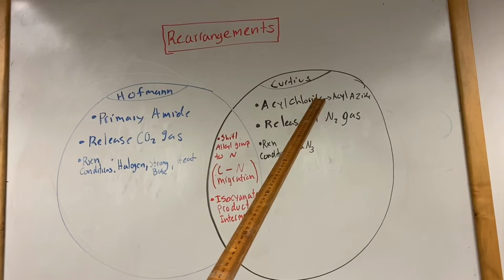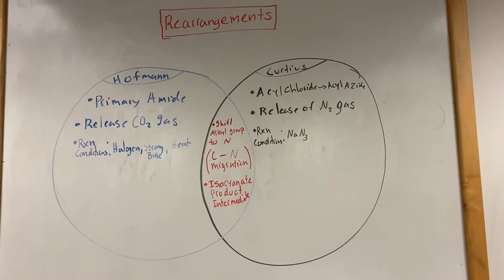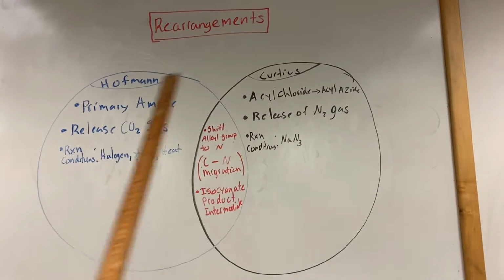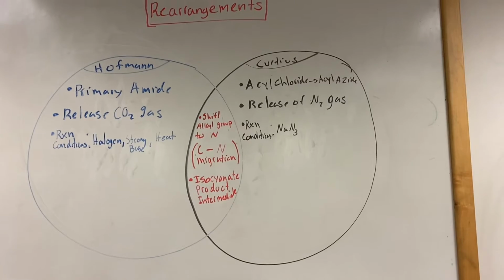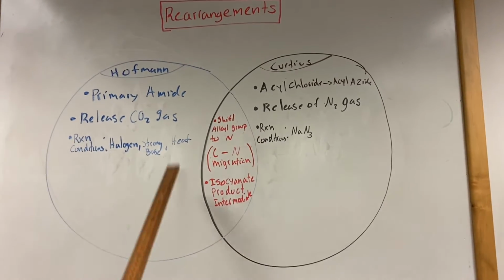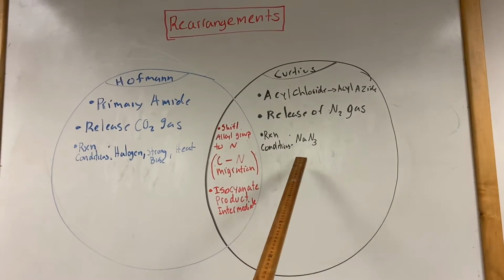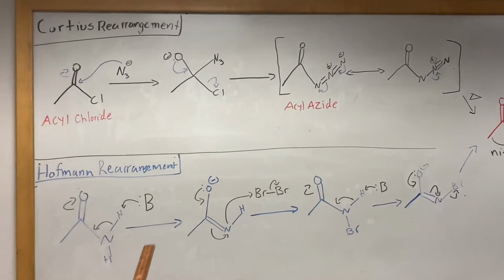you can turn into an acyl azide, which we will then do. So the Hofmann releases CO2 gas, while the Curtius releases N2 gas, and the reaction conditions are a little different. So for Hofmann, you're going to need a halogen, strong base, and heat, but for the Curtius, all you need is NaN3. So we're going to start with the mechanisms, and we'll do the Curtius first.